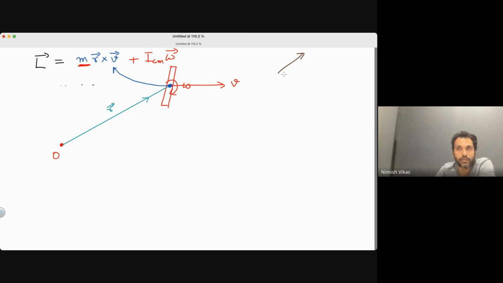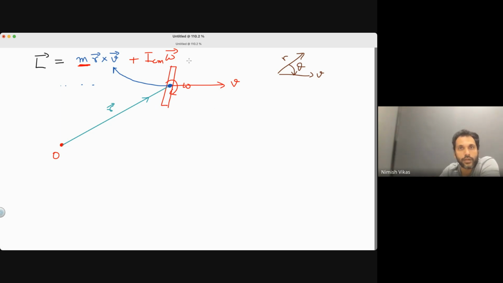R was this vector, put the tails together, R was this vector, V is this vector. And when you curl your fingers, right hand, from R to V, the thumb is going to go inside the board. Go from R to V, that's your theta. R to V, not V to R. Is that clear, guys? What about omega? So again, you curl your fingers along omega, and it is also inside the board, right?